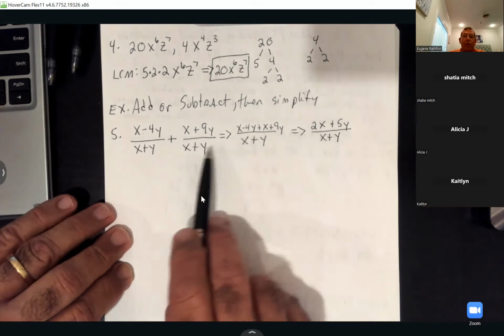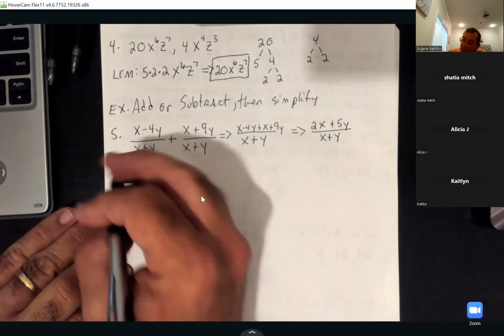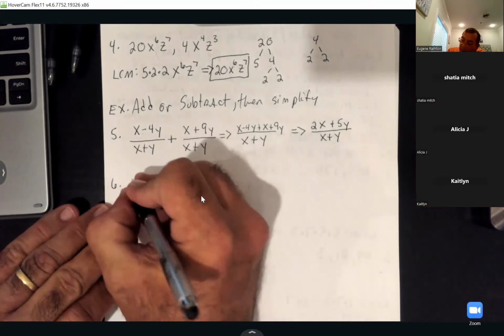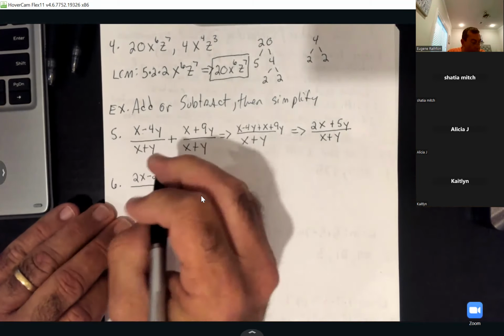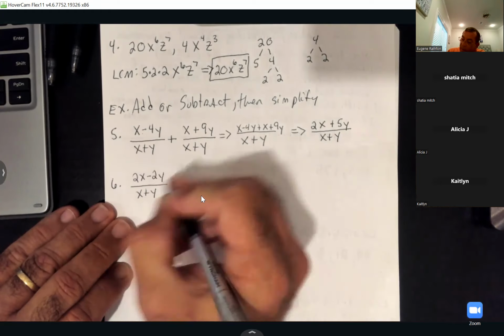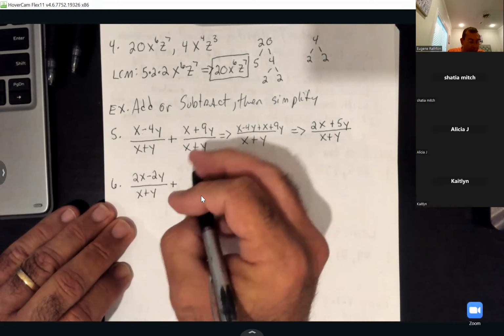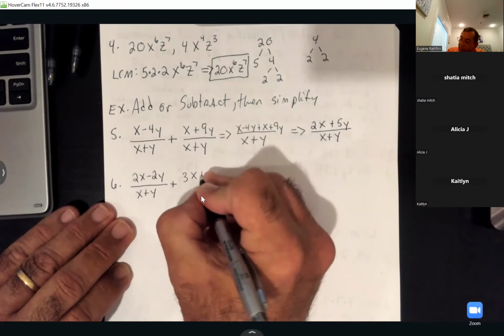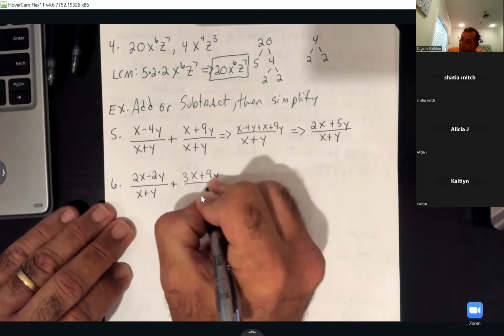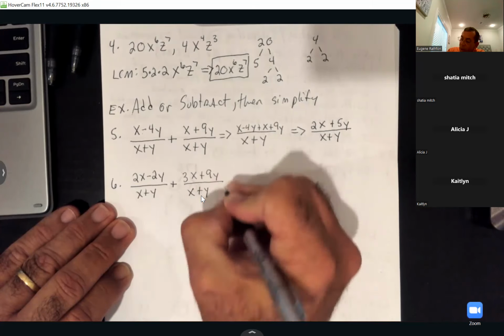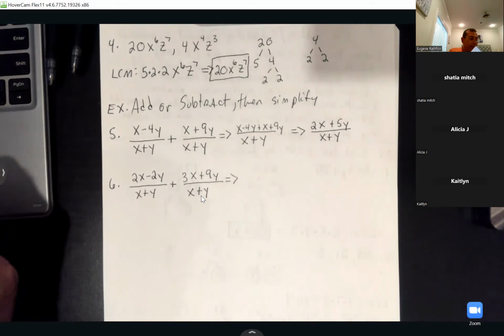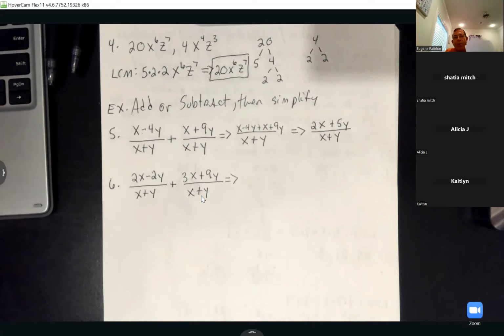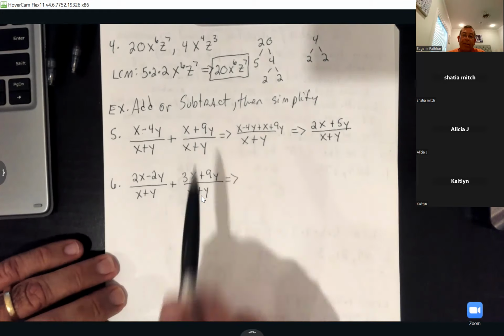And that's a trick. You'll have two of those to do. So let me try this last one: 2x minus 2y over x plus y, plus 3x plus 9y over x plus y. We're not killing you with too much adding and subtracting on these, and they're both actually adding, there was no subtraction on these, okay?